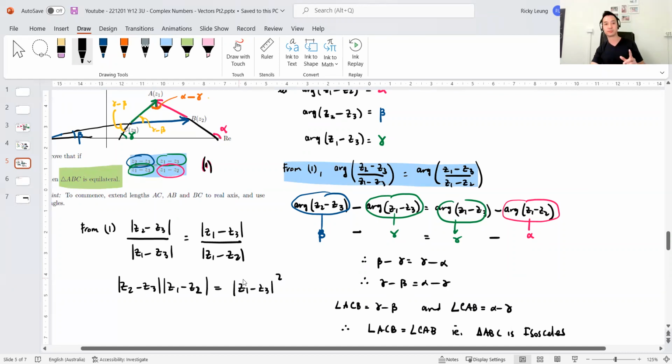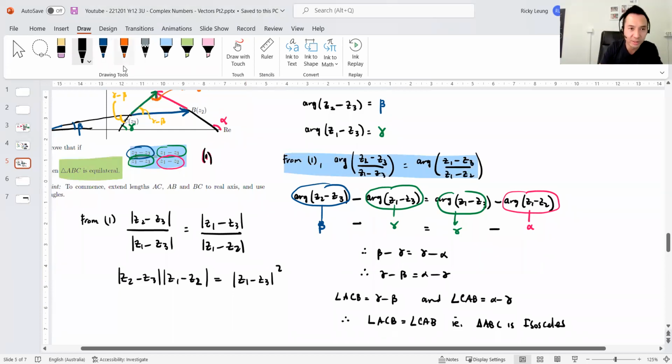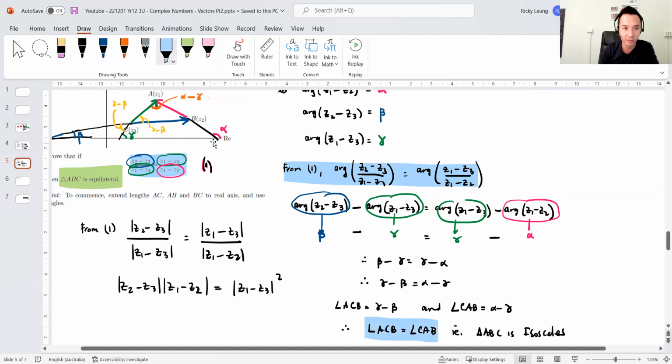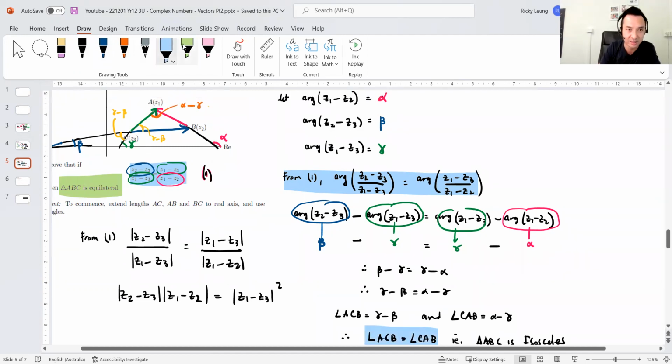Now, once you get that, what are we saying here? We're saying that I just found these two to be equal. Now, where are they on the diagram? They're these two here. So basically, that's telling me that the modulus of the blue side equals the pink side, which means modulus of blue equals modulus of pink.